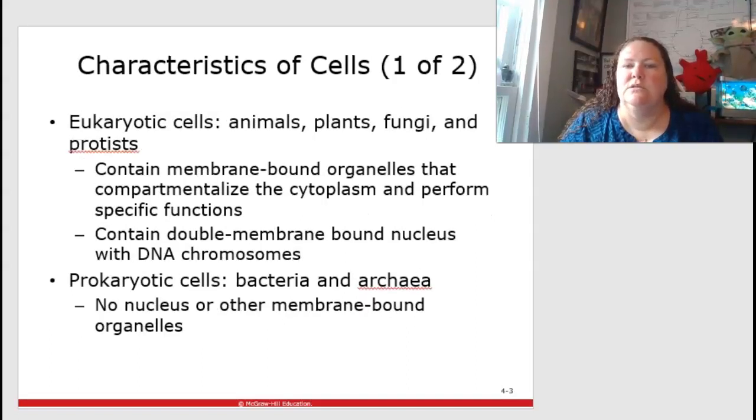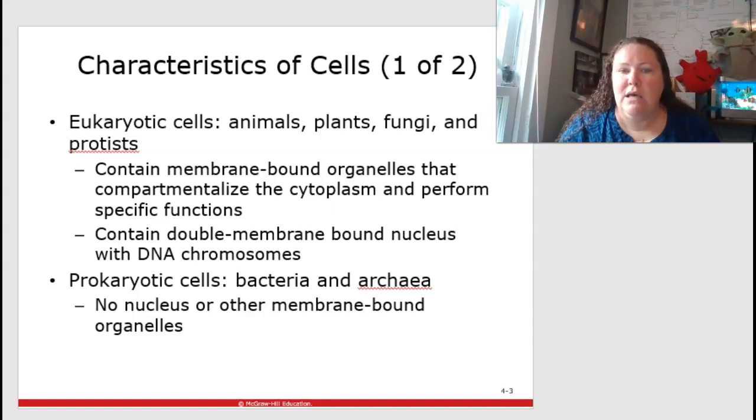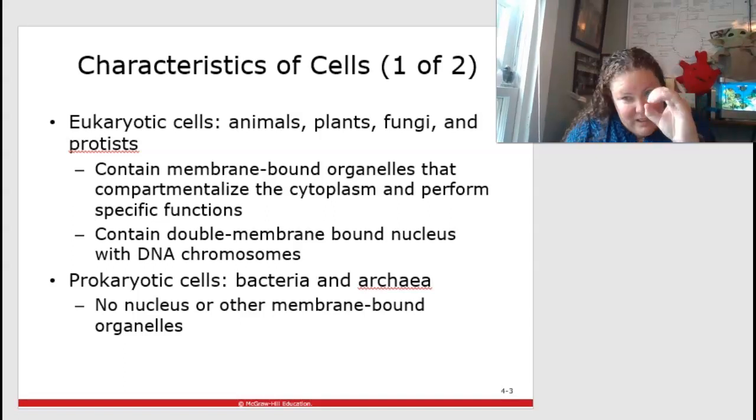Eukaryotic cells, these would include animals, plants, fungi, and protists. These contain membrane-bound organelles, or kind of little mini organs, right? Organelles, I kind of in my brain immediately think of a mini organ. And each of these are compartmentalized in that cell glue, that cytoplasm, and they perform specific functions. They also contain double membrane-bound nuclei with DNA chromosomes. So that keeps the nucleus in a nuclei, right? So it's two little very organized things.